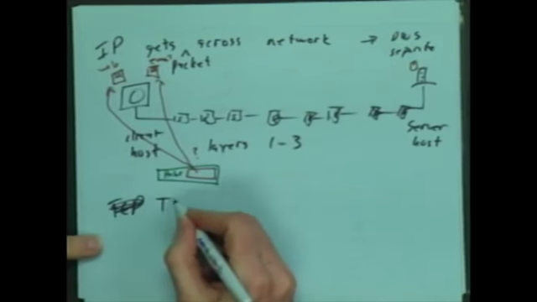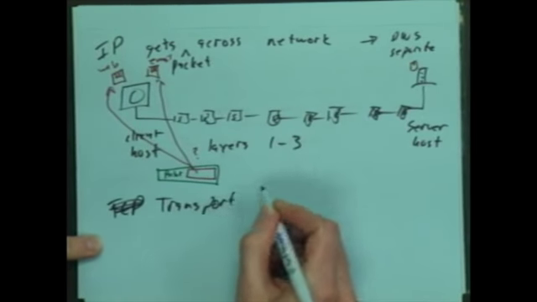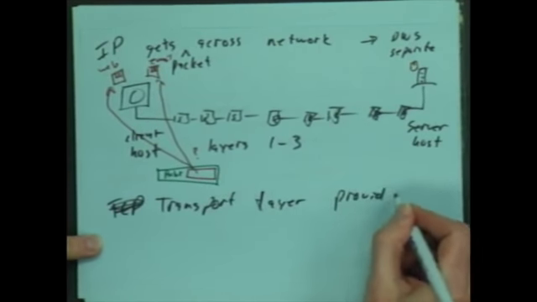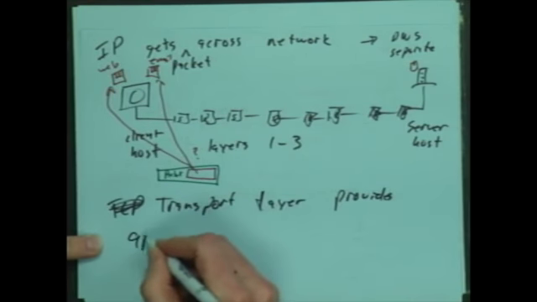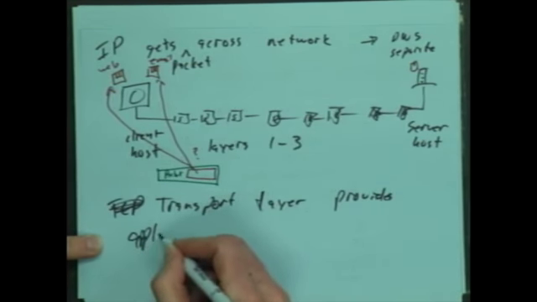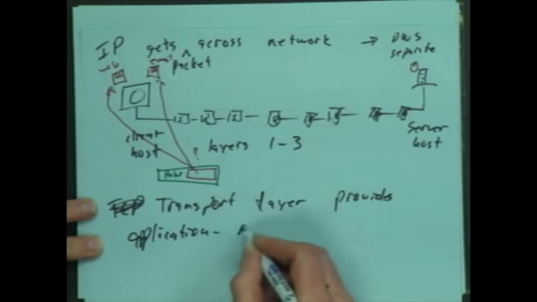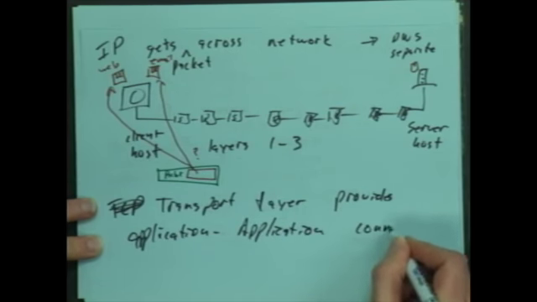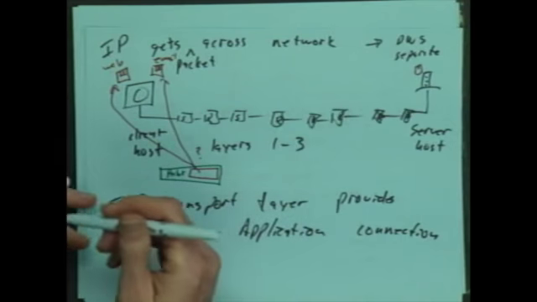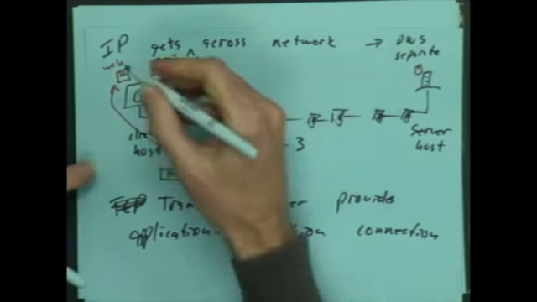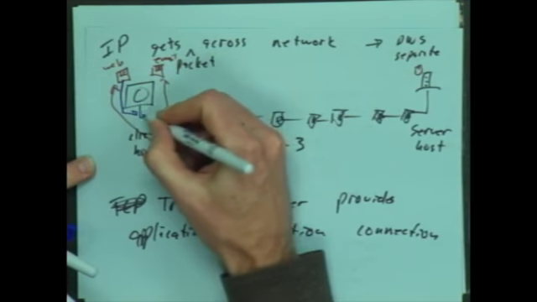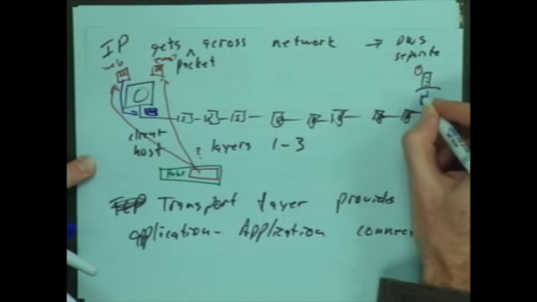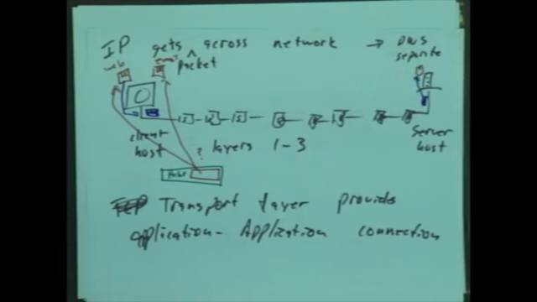Sorry, the transport layer actually provides the service between applications. Application to application connection. All right? So if this is indeed web, and I've sent a web message, the TCP layer is the thing that gets it to the right place on the server.